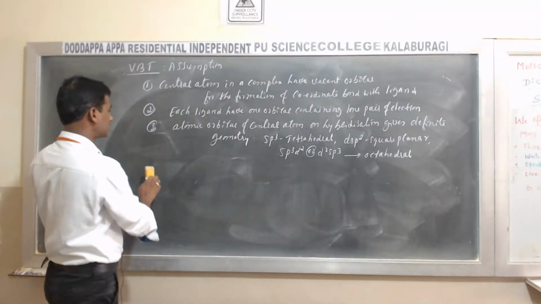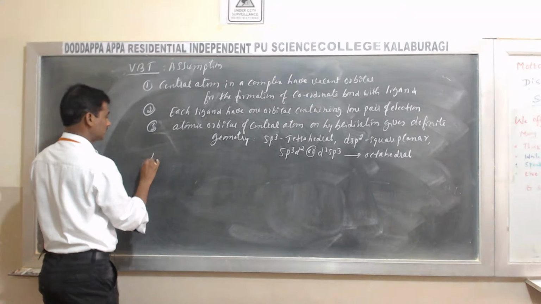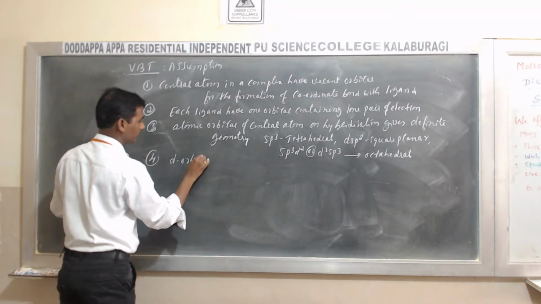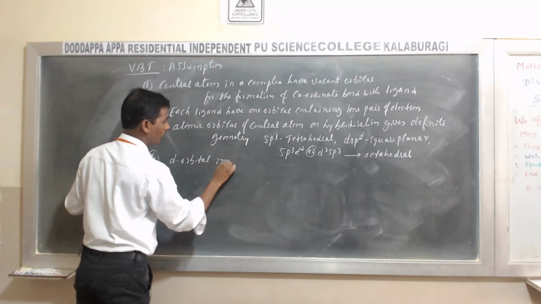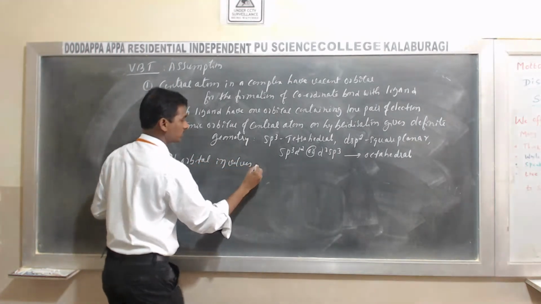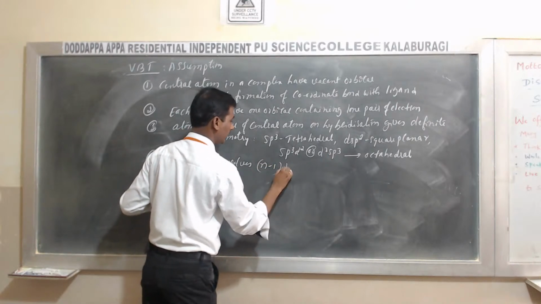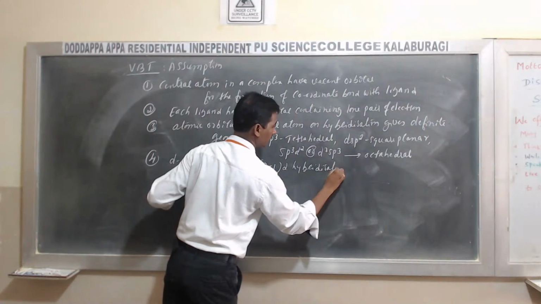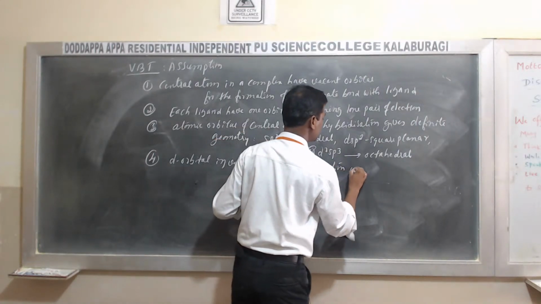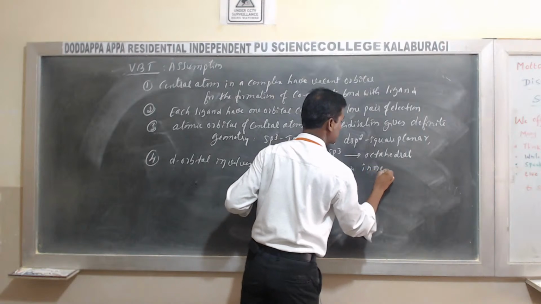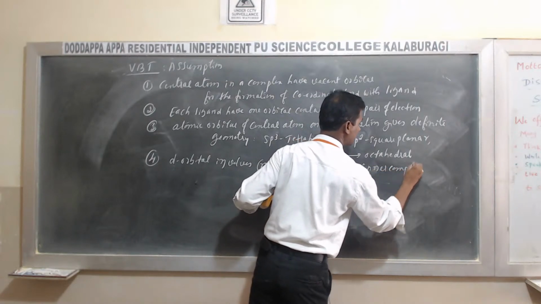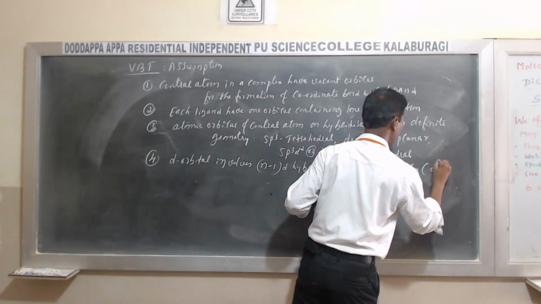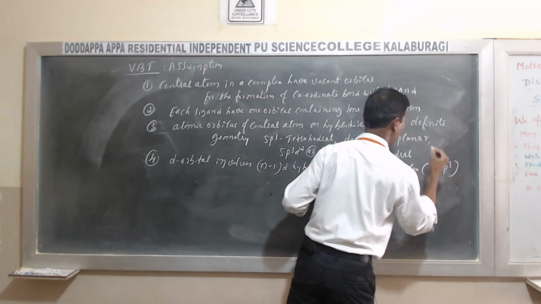So here the next, the fourth point, once again I am writing. So this is the fourth point. d orbital involves (n minus 1)d hybridization is inner complex. It is nothing but a d2sp3 type of hybridization.